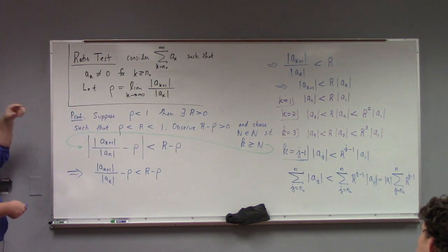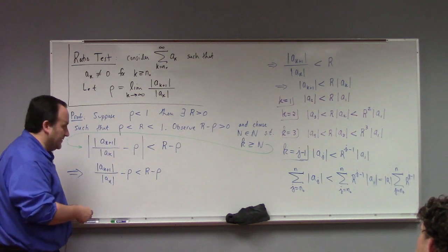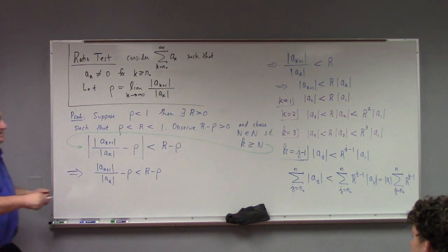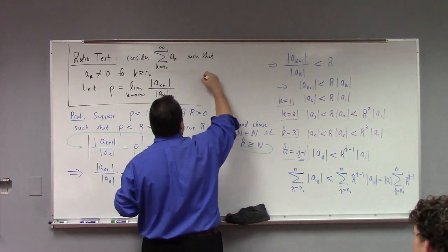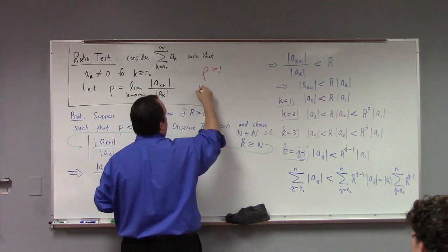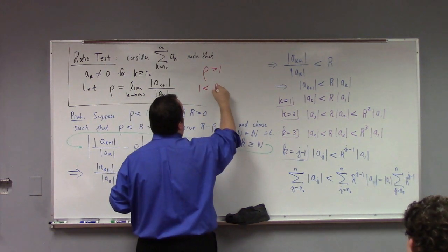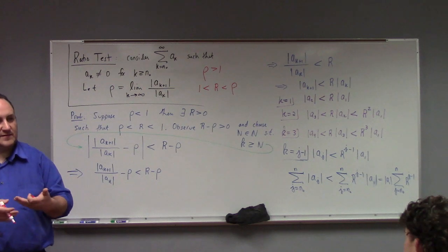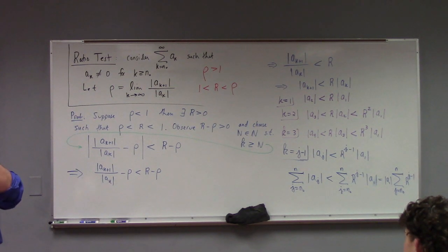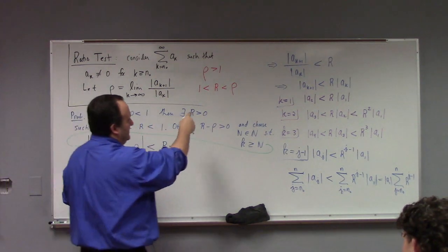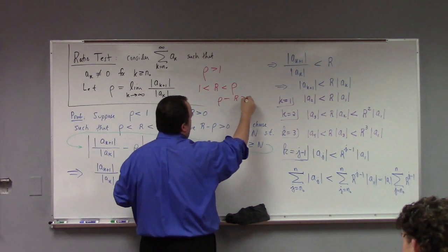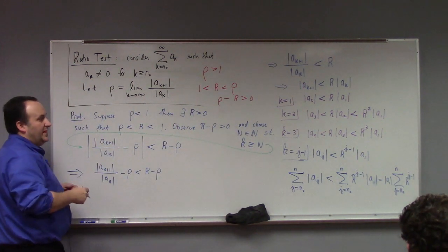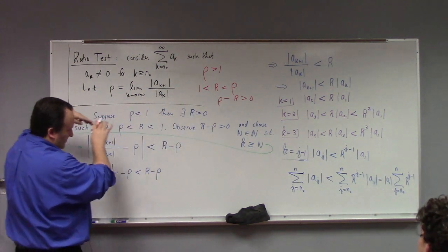Now, what if rho is greater than 1? What would happen then? How would that go? If rho is greater than 1, then what you can do is pick r with 1 less than r less than rho. If your rho for the ratio test is larger than 1, then you can fit a ratio between 1 and rho. In that case, you'd have rho minus r positive, and then you'd exploit the other side of the inequality.